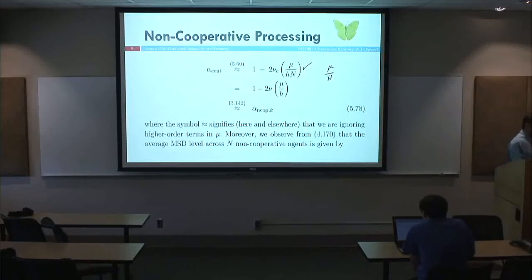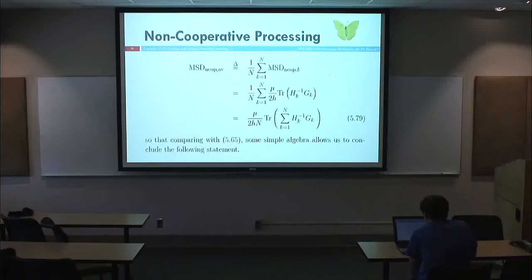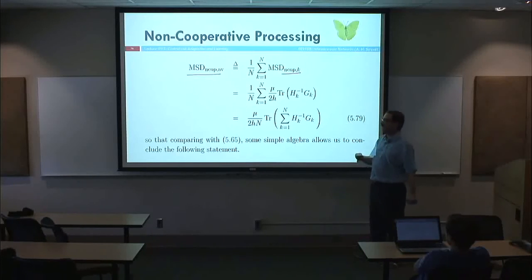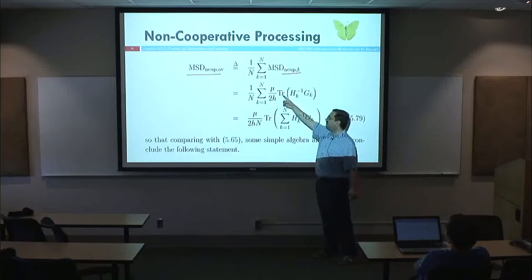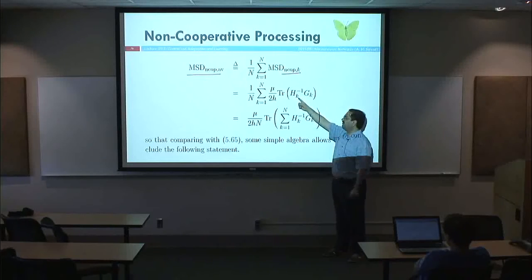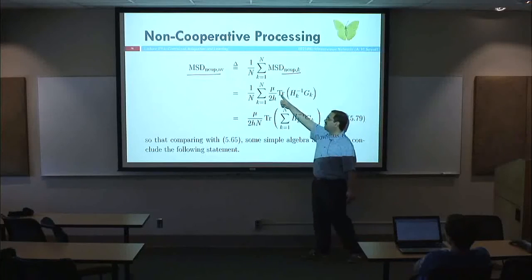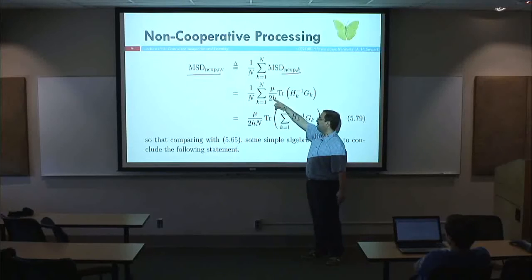So let's now compare the performance levels. What is the average non-cooperative performance? You have to average the performance at every agent k, right? This is just notation, MSD non-cooperative at agent k. What is the MSD at agent k? Well, we know it is the trace of the inverse of the Hessian at agent k times the noise covariance at agent k. Okay, G for gradient noise, okay? And this is the coefficient that always appears, right?